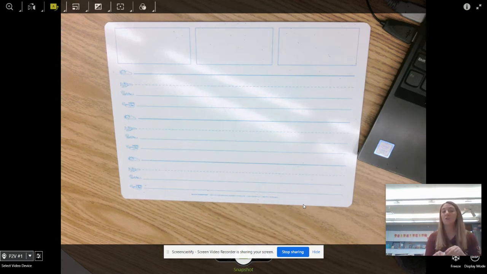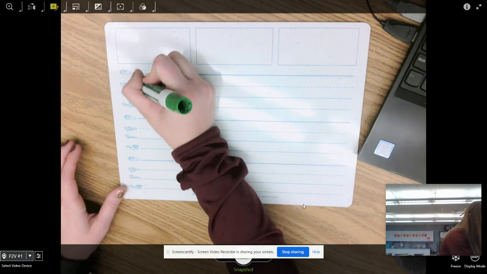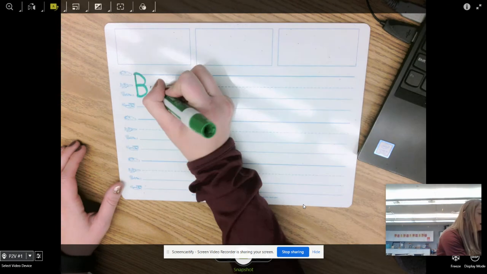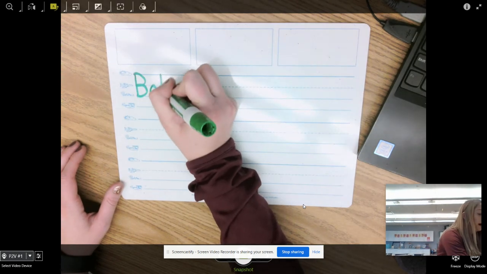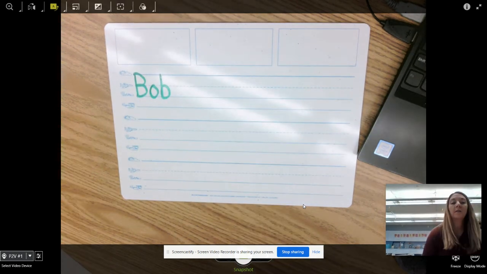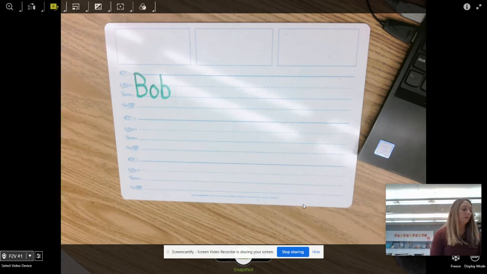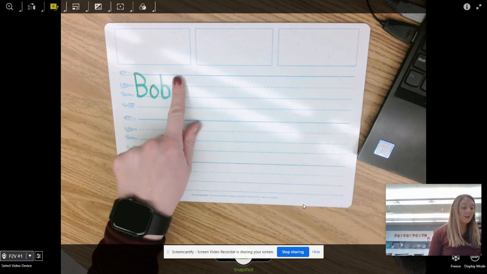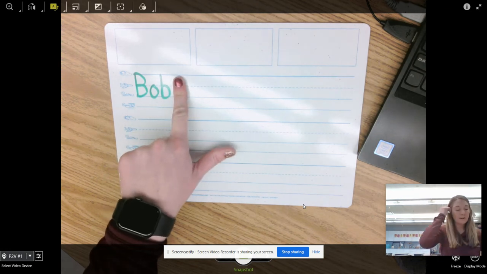Now, Bob is the start of our sentence. It's also someone's name. So we're going to capitalize that first letter, B. That B will be a capital. B, A, B, Bob. And make sure that you're making those letters face the right direction, okay? Use those resources that you have. Bob, and then finger space. Make sure you're using a finger space.